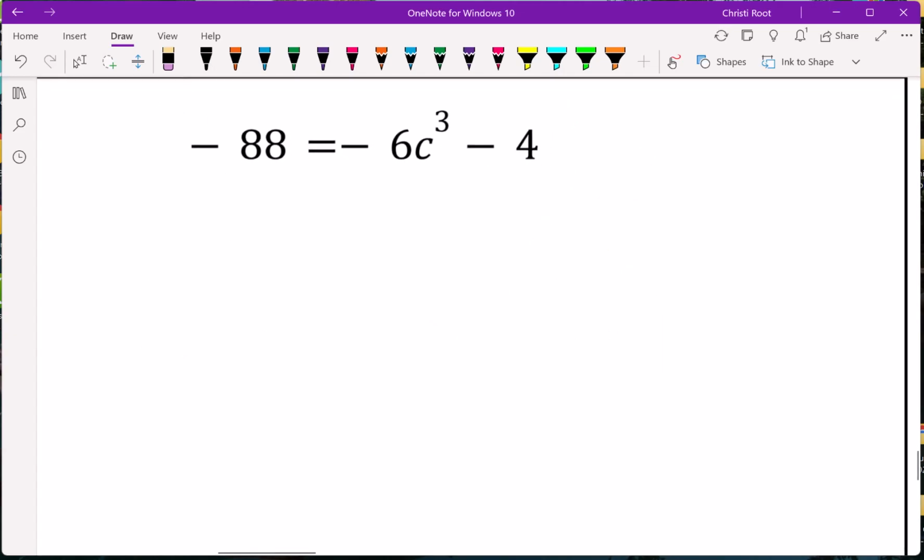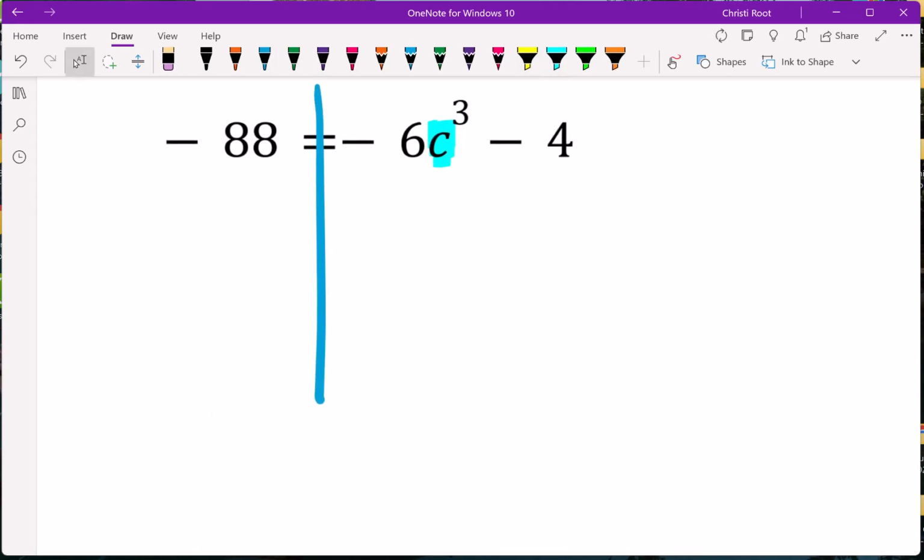Okay, last one. I'm going to draw my line down through the middle of the equal sign. I'm going to highlight what I'm trying to isolate. I need to get rid of the negative 6. I need to get rid of the negative 4. I have to add or subtract first. So I'm going to add 4 to both sides.